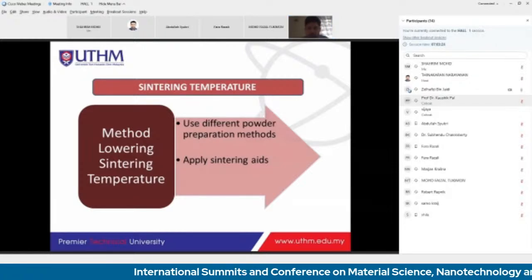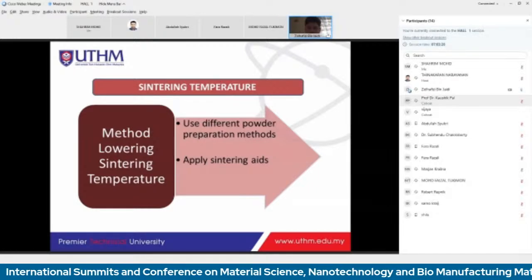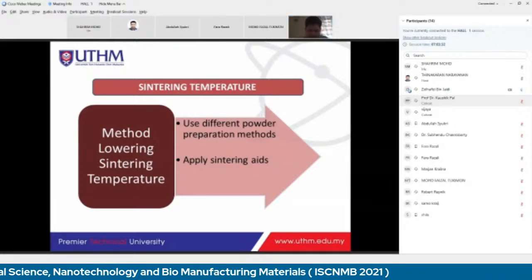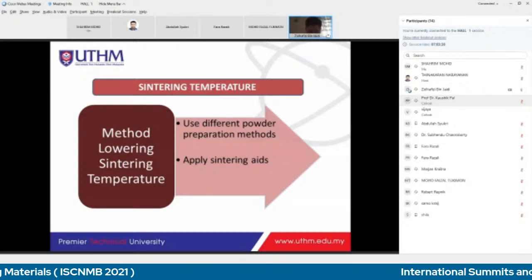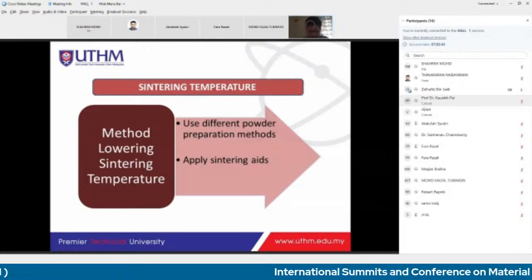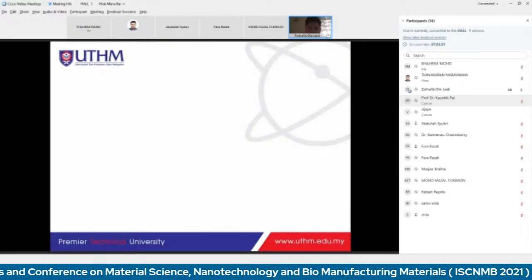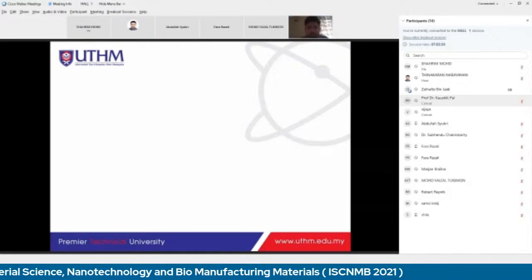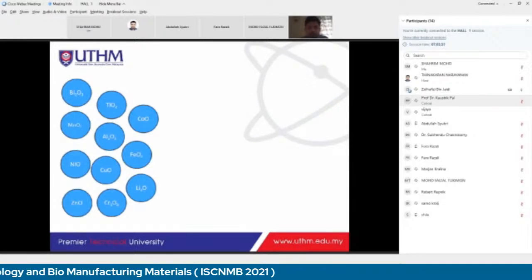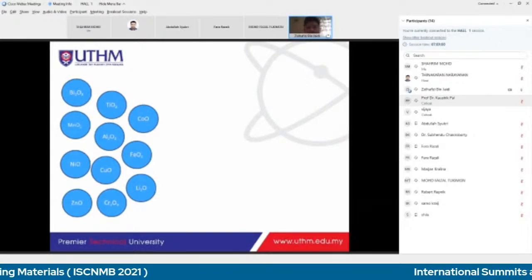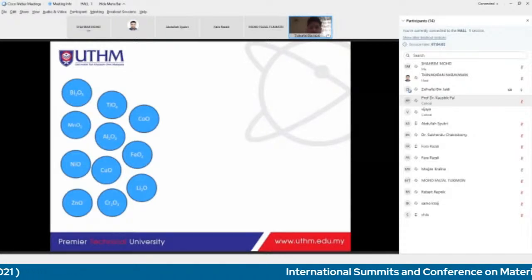The second method to lower sintering temperature is by applying sintering aids, such as cobalt oxide, copper oxide, chromium oxide, manganese oxide, and others. These promote the grain growth of doped ceria, even at the initial sintering, while samarium oxide promotes rearrangement of particles. Previously, many types of ceramic oxide have been used to mix with the samarium-doped ceria, such as bismuth oxide, titanium oxide, aluminium oxide, iron oxide, chromium oxide, zinc oxide, and others.